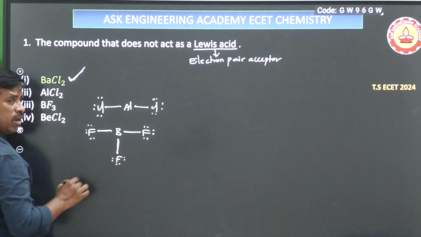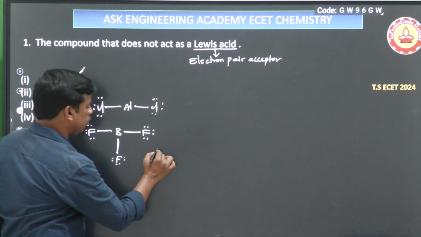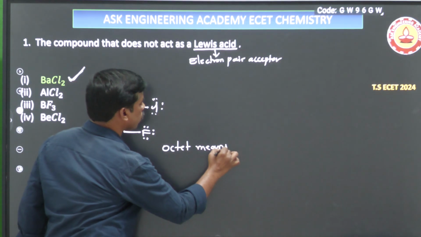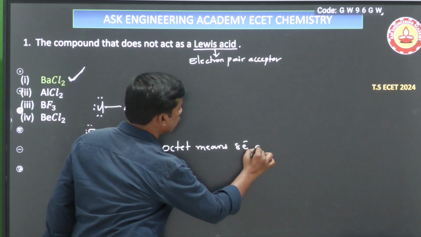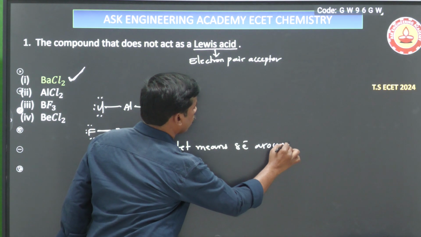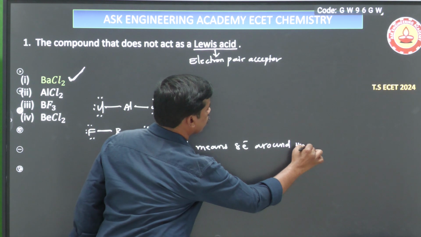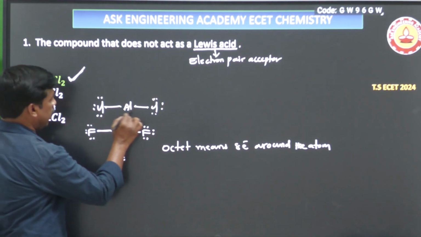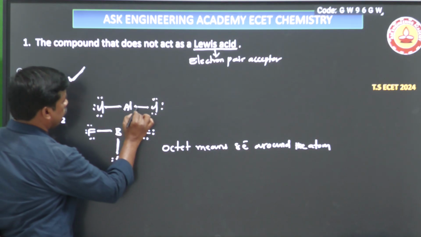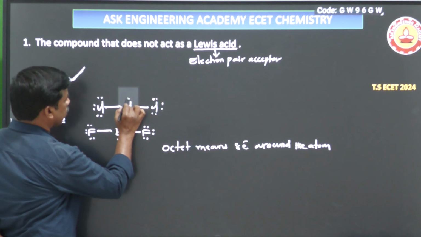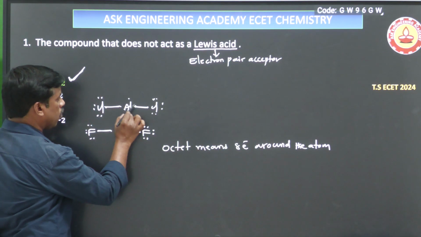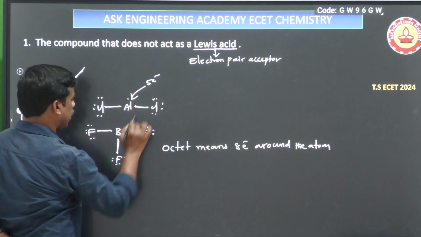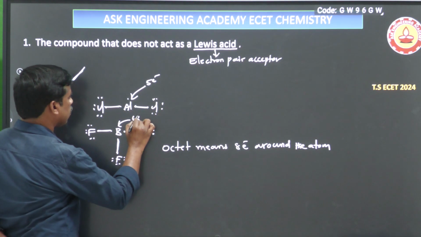Here the octet is not filled. Octet means 8 electrons around the atom. Check AlCl3: one bond is formed, one bond is formed. Total number of electrons is 4, plus 1 electron, so only 5 electrons are there. Here only 6 electrons are there.